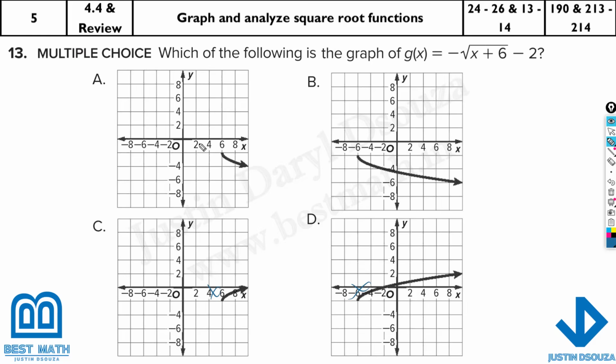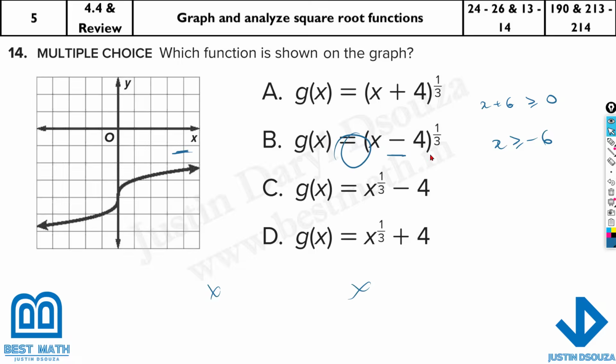So here you can see each unit is 2. So I can see this is correct, either this or this. But which one is the correct one? x plus 6 should be greater than or equal to 0. So x must be greater than or equal to minus 6. So minus 6 is option B. Here it should originate at minus 6 and y must be at minus 2 because it's at minus 2. And this minus indicates it's going downwards. So B is the correct option.